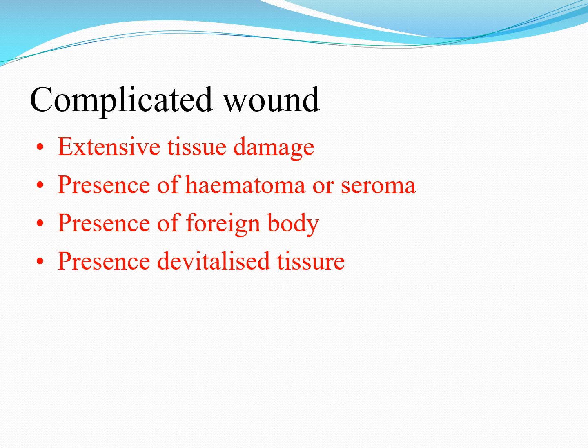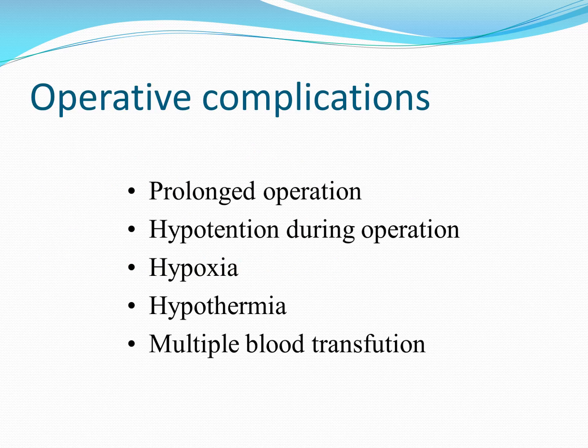Complicated wounds are another factor that contributes to the development of infection. If there is extensive tissue damage, presence of hematoma or seroma, or a foreign body in a wound, these can contribute to infection, and the presence of devitalized tissues forms a good medium for the organism to grow. The operative complications: prolonged operation, hypotension during the operation, hypoxia or hypothermia, multiple blood transfusions. All these can contribute to the development of surgical site infection later on.